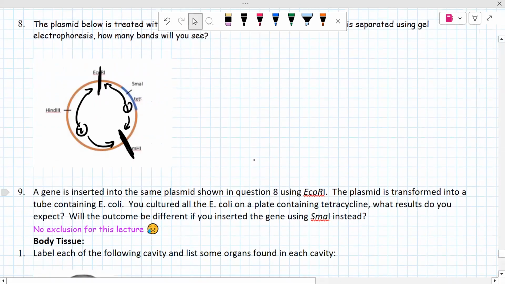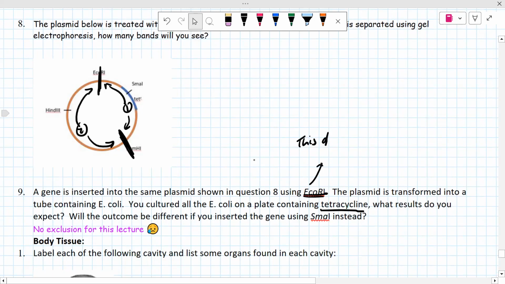A gene is inserted into the same plasmid shown in question A using EcoRI. The plasmid is transformed into a tube of E. coli. You culture all the E. coli on the plate using tetracycline. What will happen? Again, you should be familiar with this now. If you insert using EcoRI, right?